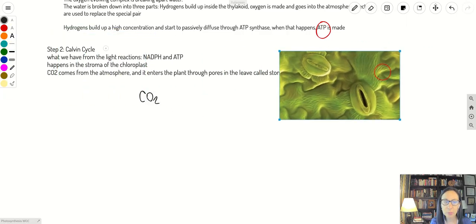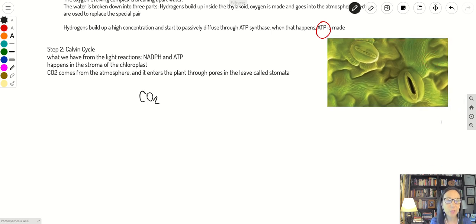Okay, so here's what the stomata look like. And these are in the leaf. They're on the underside of the leaf. They're not on the top because otherwise there'd be too much evaporation and the plant would lose too much water. But they're on the bottom of the leaf and they open and close. They allow carbon dioxide in and they release oxygen. So the oxygen that was made in the light reactions with the oxygen evolving complex is released through this little mouth of the plant.